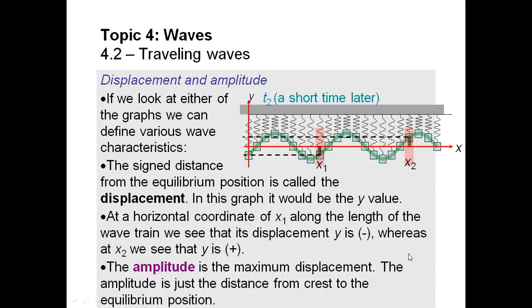So the amplitude is the maximum displacement. The amplitude is just the distance from crest to equilibrium position. It's a very important definition. We will see amplitude a lot. Amplitude means maximum displacement of particles from the equilibrium line. Again, to find amplitude in a wave, we should just look at the y plane. For example, in this graph, amplitude is going to be here, the maximum displacement from the equilibrium position.